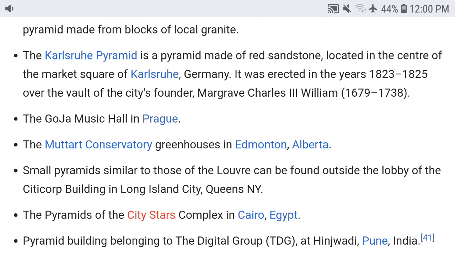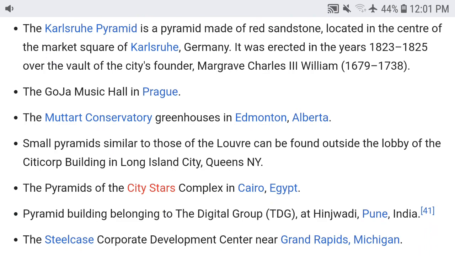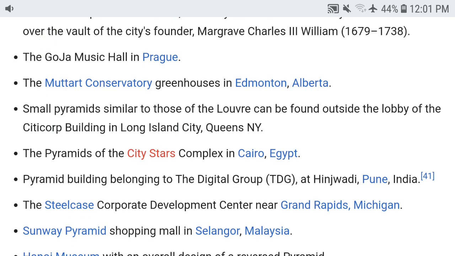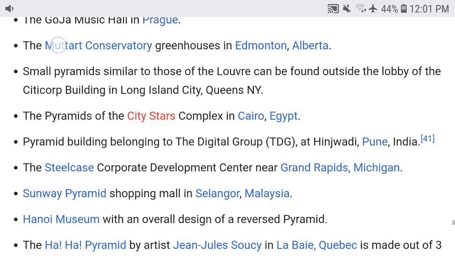The Karlsruhe Pyramid. Okay, located in the center of Market Square in Germany. So that's Germany, Europe. Hall in Prague. I don't know where Prague is. I think that's in Europe as well, or Asia. I'm not sure. In a greenhouse in Edmonton, Alberta. I don't know where that is.